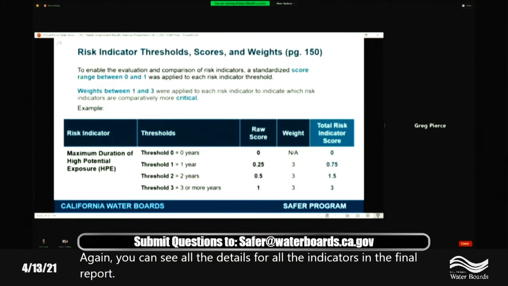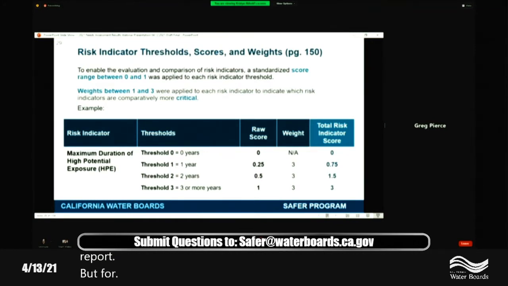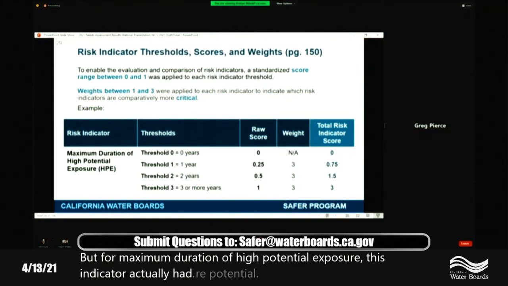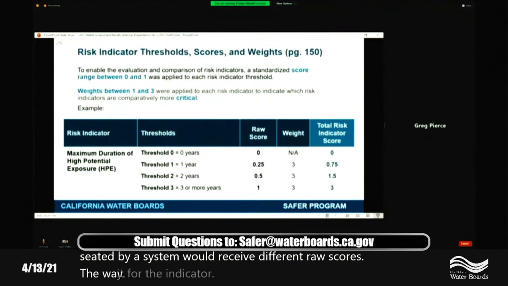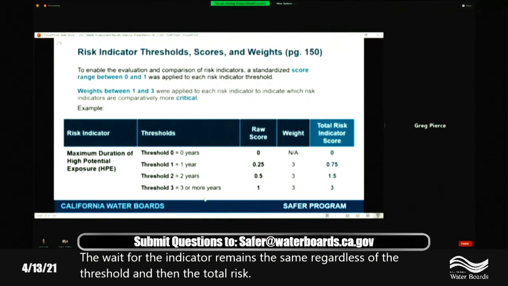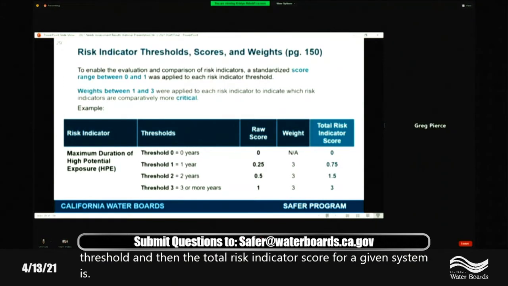But for maximum duration of high potential exposure, this indicator actually had 3 potential thresholds, each of which, if exceeded by a system, would receive different raw scores. The weight for the indicator remains the same regardless of the threshold, and then the total risk indicator score for a given system is a combination of multiplying the raw score by the weight. Next slide.